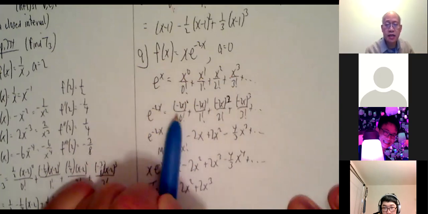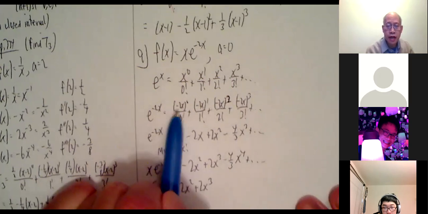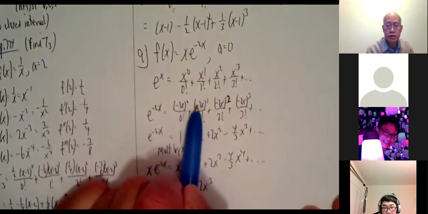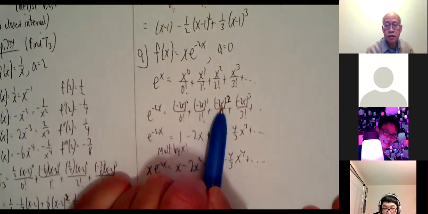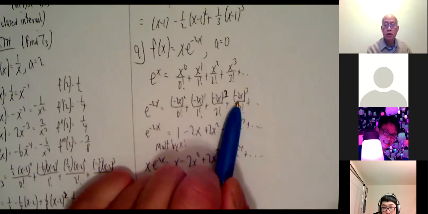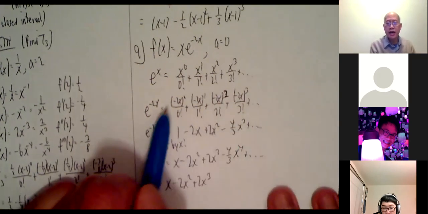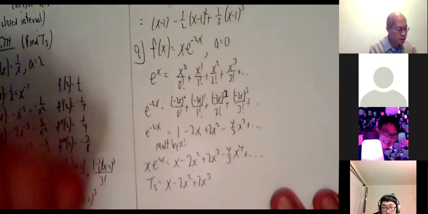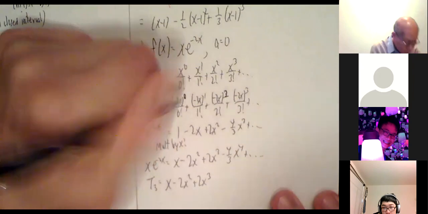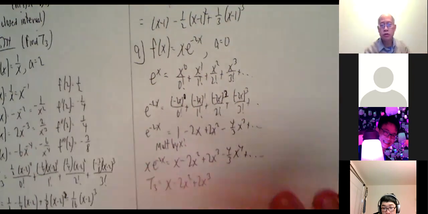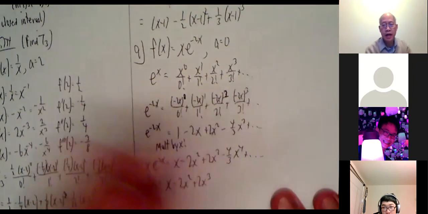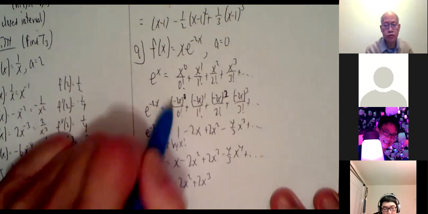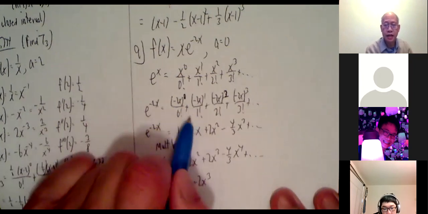Now, e to the -2x, just like any other function, replace each x with parentheses -2x. So -2x to the 0, -2x to the 1, -2x squared, -2x cubed. Okay, I cleaned that up. This is 1. Anything to the 0 is 1, 0 factorial is 1, 1 divided by 1 is 1. That's -2x.